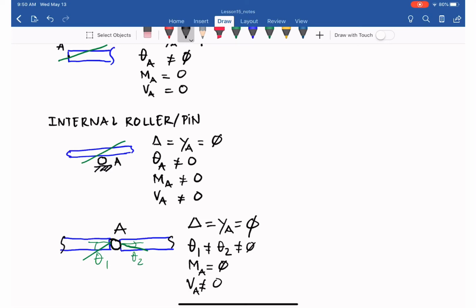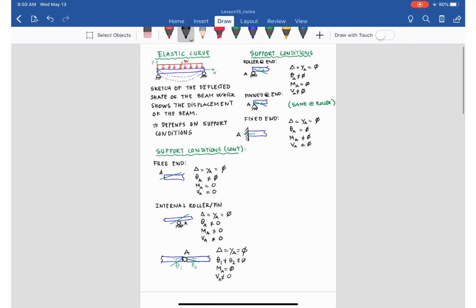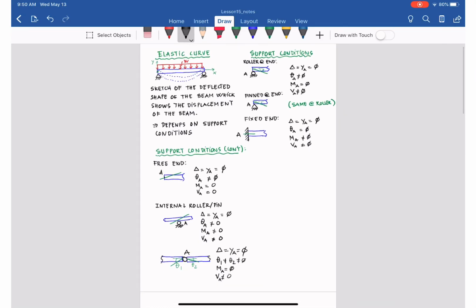So those are the support conditions that the elastic curve will depend on. And in the next video I will show you some examples, and then we derive the relationship between the moment and the elastic curve functions.